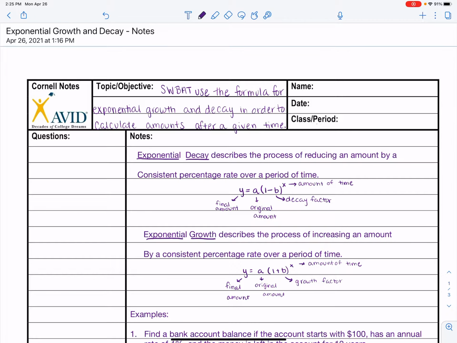The decay factor is usually a percentage. So if I have a decay factor of 5%, that's going to turn into 0.05, the decimal. If I have 50%, that changes to 0.5. So remember, when you change a percentage to a decimal, you take the decimal where it's at in the back and move it 2 places, so fill in a 0. Okay?